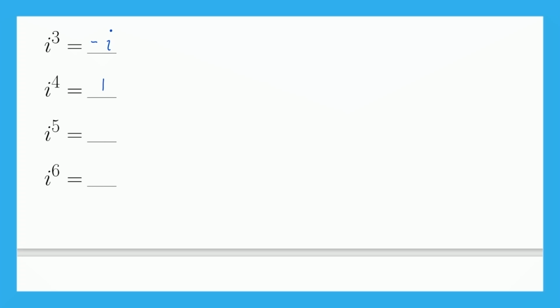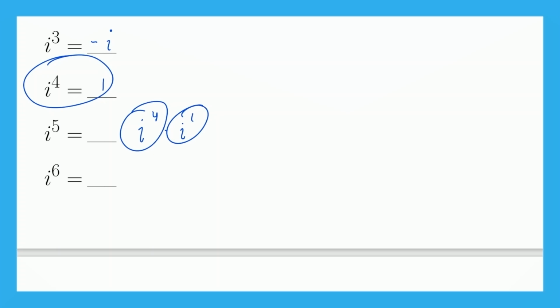So i to the 5th is like saying i to the 4th times i to the 1, right? And we just talked about the fact that i to the 4th is 1. So this right here is like saying 1 times i, or just i.